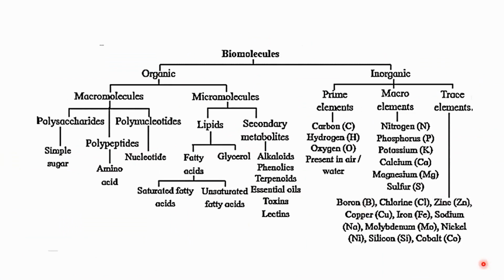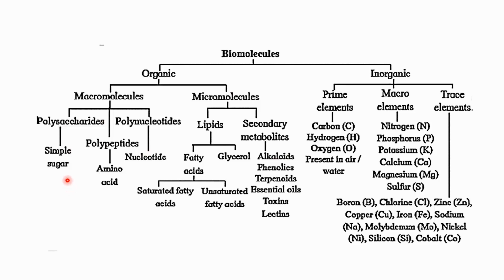So in short, if I have to summarize today's session, I can say that all the composition or the material within the cell can be divided into two types, organic and inorganic. Organic materials may include macromolecules and micromolecules. For example, macromolecules may include polysaccharides, polypeptides, and polynucleotides. Micromolecules may include lipids and secondary metabolites.